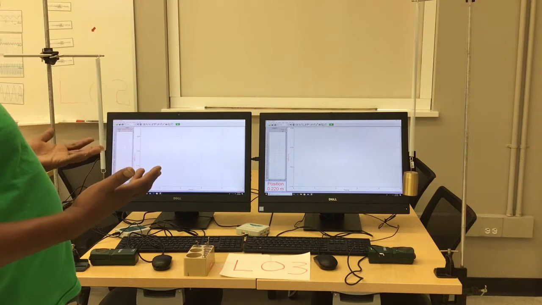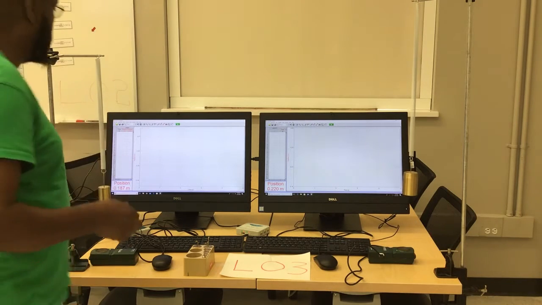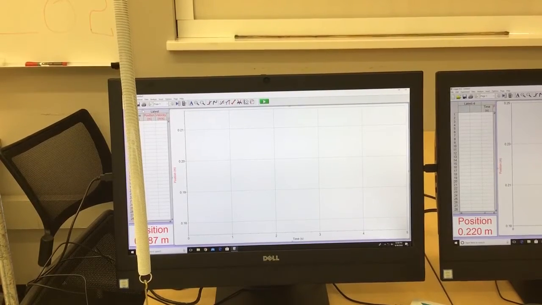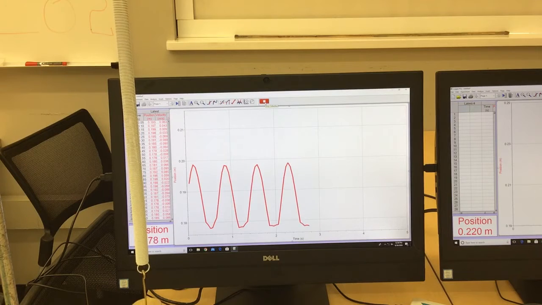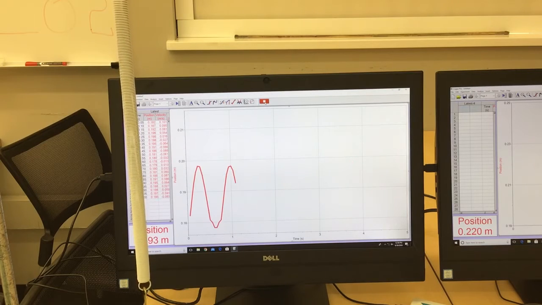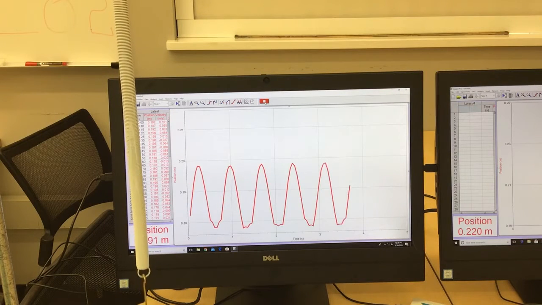So I'm gonna show you how the position versus time. All right, so this is the 500 gram mass, and I'm gonna displace it from the equilibrium position and then release it. So let's watch. One more time.